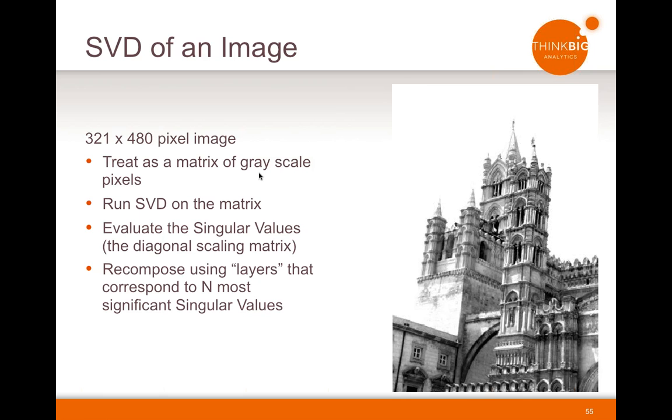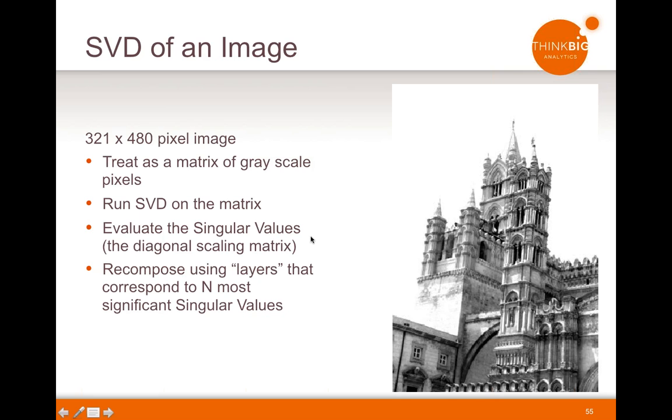We're going to run singular value decomposition on the matrix, and then we're going to evaluate the singular values in the diagonal scaling matrix. We'll take a look at the decay that I talked about. We're going to recompose each of the individual layers, kind of like we talked about before, but I'm going to do it first one layer, then 2 layers, then 5 layers, then 10 layers, 20 layers, 50 layers, and then 100 layers to give you an idea of what it is that we're correcting for with error.